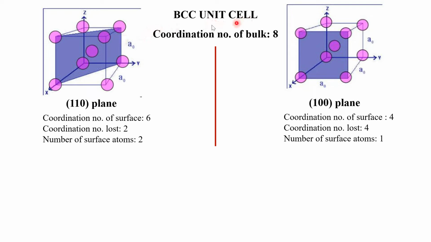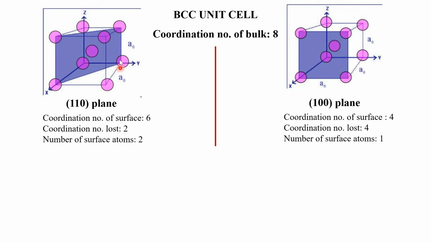This is a BCC unit cell, body centered cubic unit cell. Body centered cubic unit cell means that inside there is also one atom present, and this particular plane is in contact with that atom as well. So, when we are considering coordination number, this particular atom is in contact with what all things? It is in contact with this particular atom, it is in contact with the center atom, right? It is in contact with this atom as well.